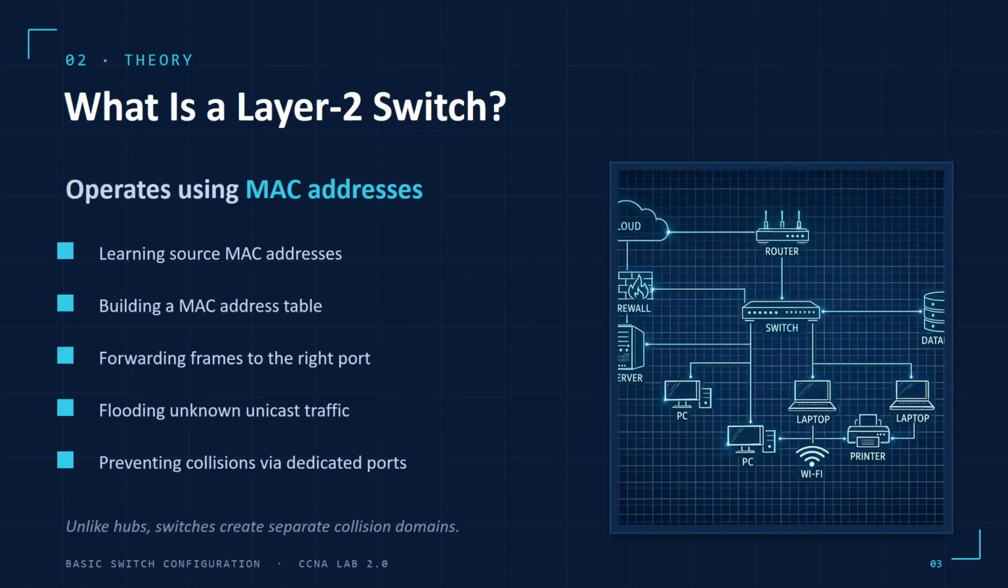A Layer 2 switch operates using MAC addresses. It learns source MAC addresses, builds a MAC address table, forwards frames to the correct port, and floods unknown unicast traffic. Dedicated ports prevent collisions. Unlike hubs, switches create separate collision domains.